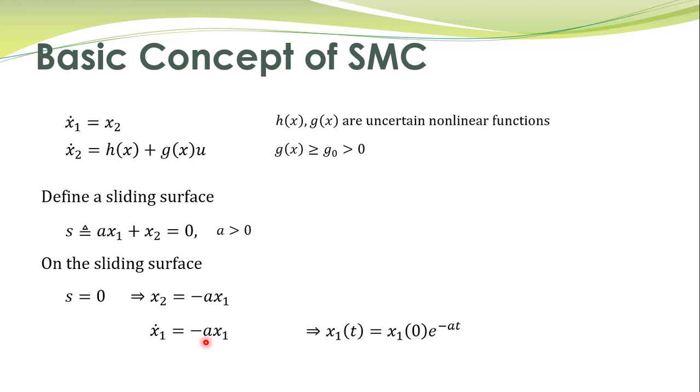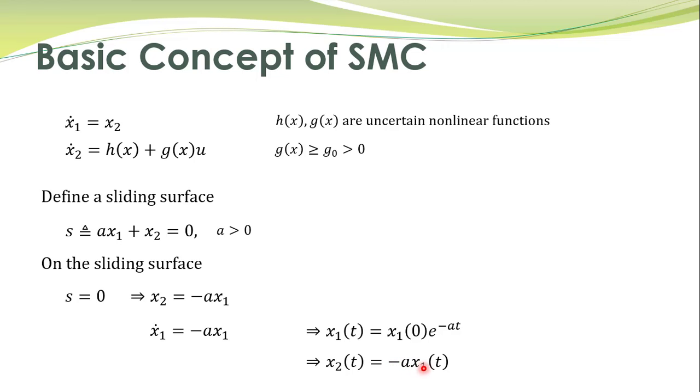You all remember the solution to this differential equation is given by this expression. Since we have taken a to be a positive constant, this will be a decaying exponential, and the state will converge to the origin. And what about the second state, x2? x2 is simply related to x1 by this expression. So x2 will be simply a scaled version of x1, that is, x2 is equal to minus a x1 of t.